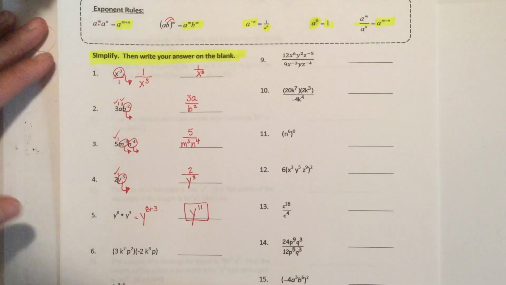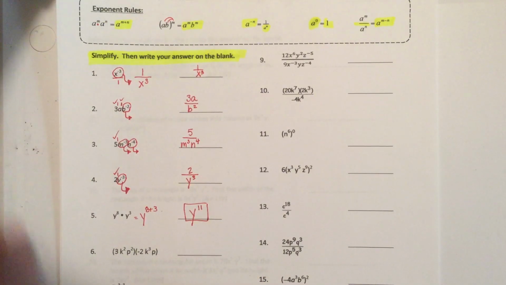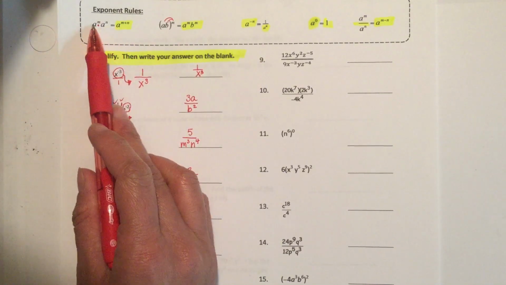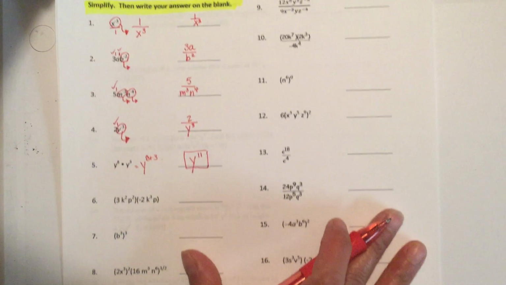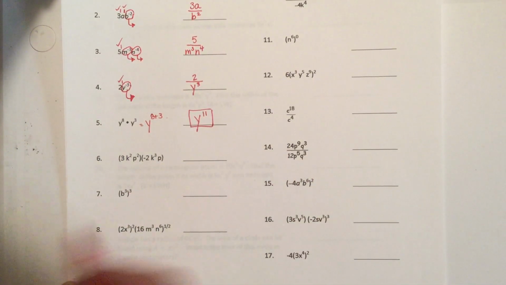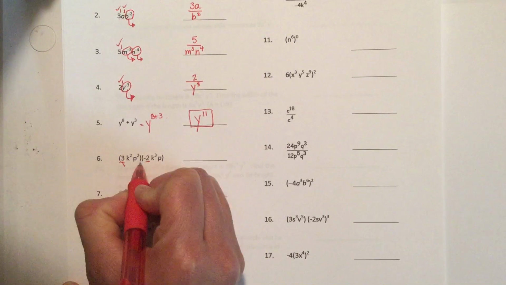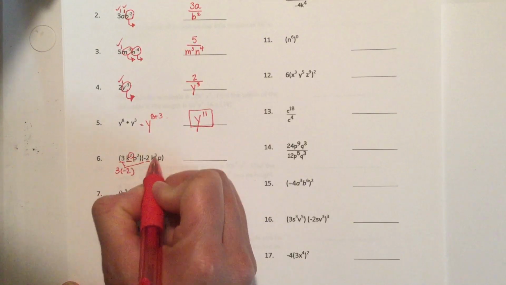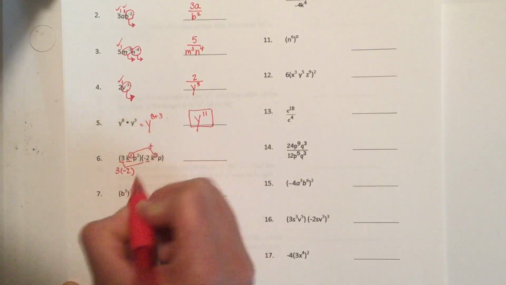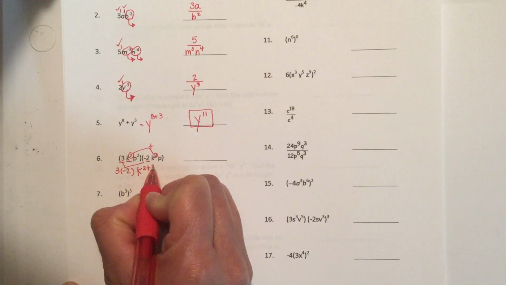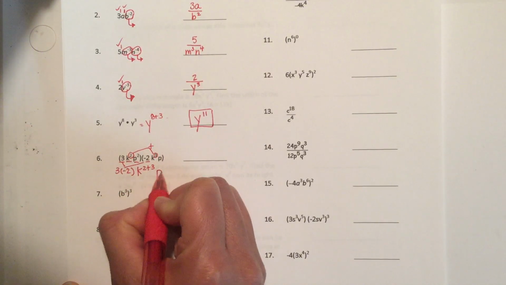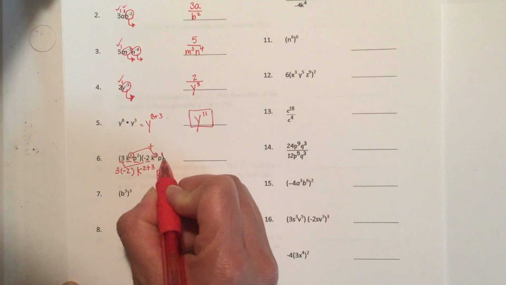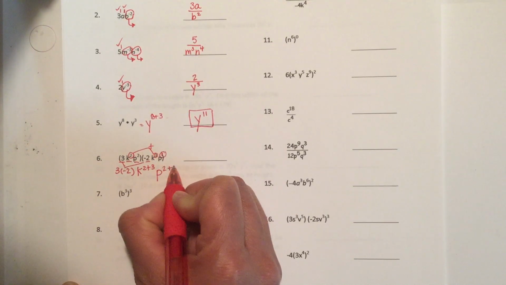Number 6, so when you look at this, it is the multiplication rule. When you see parentheses and you don't see an exponent on the outside that you need to distribute, you're going to go back and say parentheses mean to multiply. You're going to multiply the numbers in front and add the exponents for your variables. So for 3 and negative 2, you're going to multiply those numbers. For k, you're going to add the exponents. So k exponent 2 plus 3. For p, you're going to add your exponents, exponent 2 plus 1. If you do not see an exponent, it's understood to be a 1.